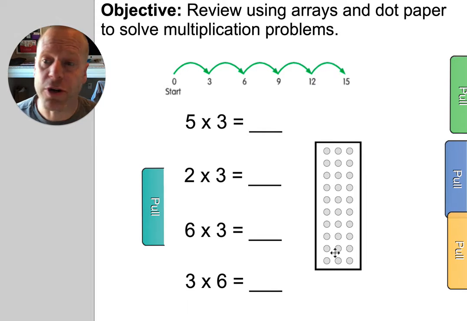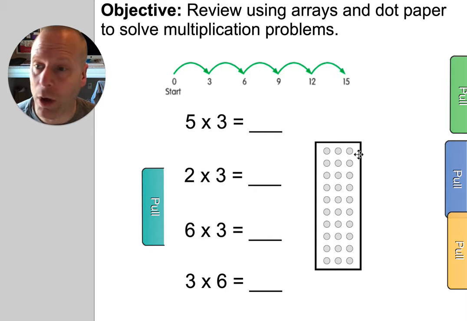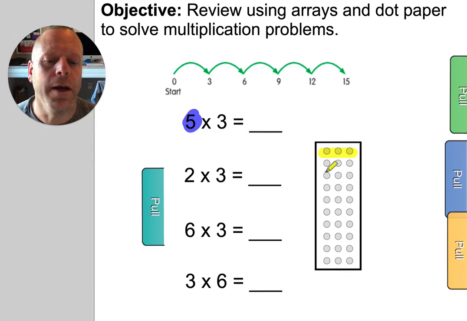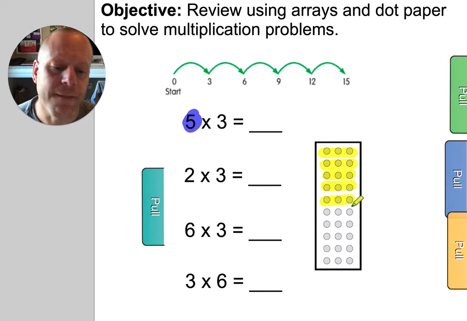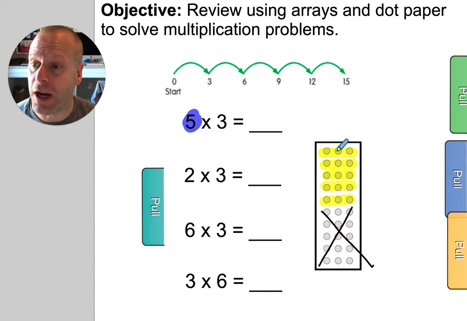And the best picture to draw are called arrays because they're very organized and easy to count. So if I'm solving the problem 5 3's, I need 5 3's, right? So I'm going to go 1, 2, 3, 4, 5 3's. The rest of this dot paper I don't really need, so I'm not going to pay attention to that. My answer is right here in yellow. I just need to count for my answer.